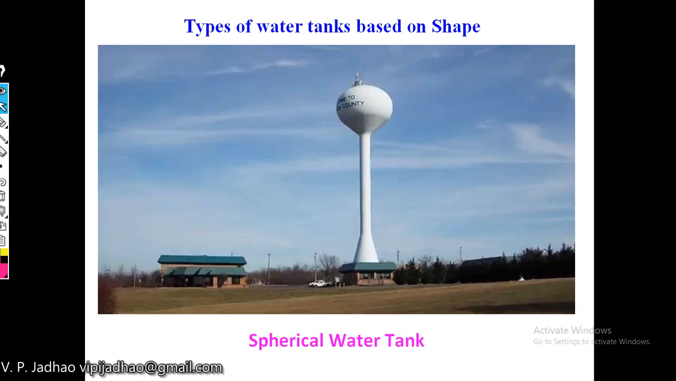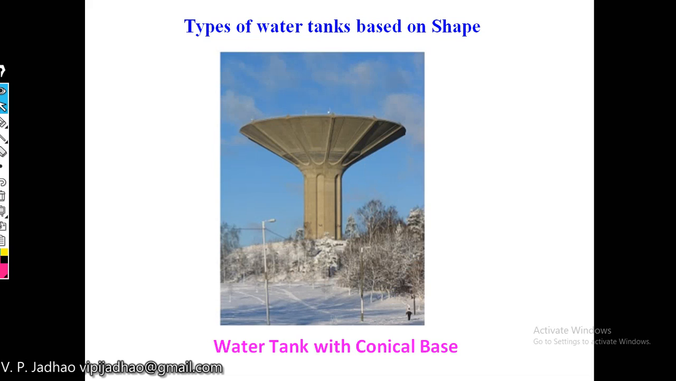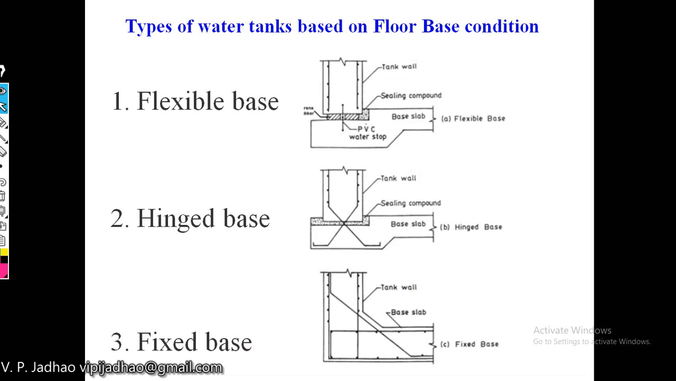Okay, this is an elevated water tank with a spherical reservoir. You can see here this picture shows the water tank with a conical base. Now again, based on the floor base condition, the water tanks can be classified as: the first one is flexible base, the second one is hinged base, and the third one is a fixed base.